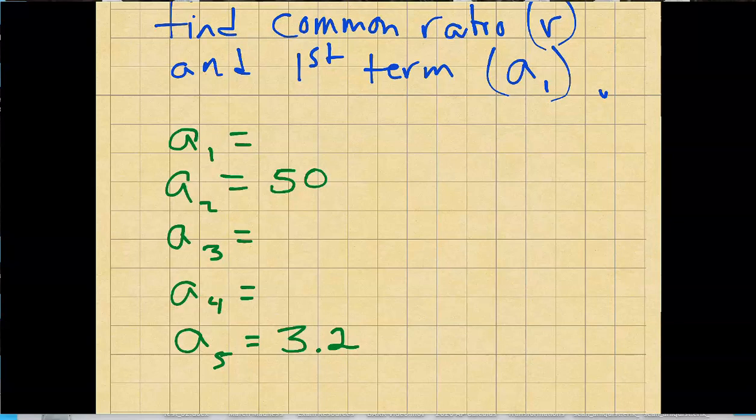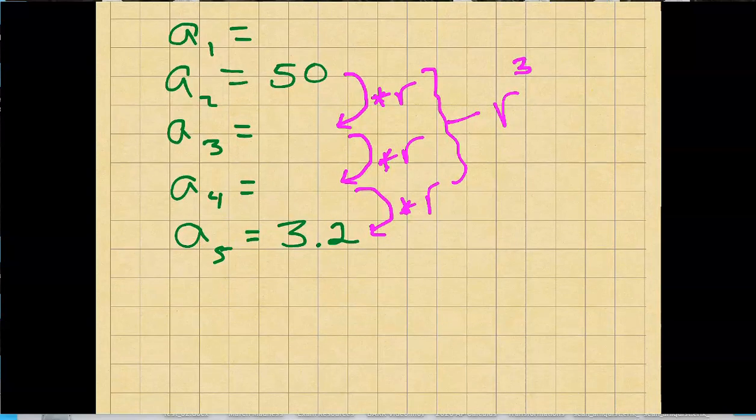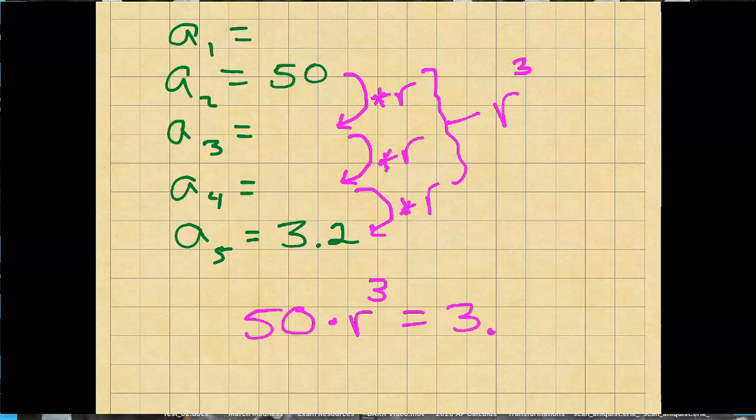So if I think about what's happening, to get from one term to the next, because it's geometric, I'm going to multiply by some common ratio. And then again, I'm going to multiply by some common ratio. And then again, I'm going to multiply by some common ratio. Together, I've multiplied by that common ratio 3 times. What that means is that value 50 times that common ratio 3 times has got to equal 3.2.